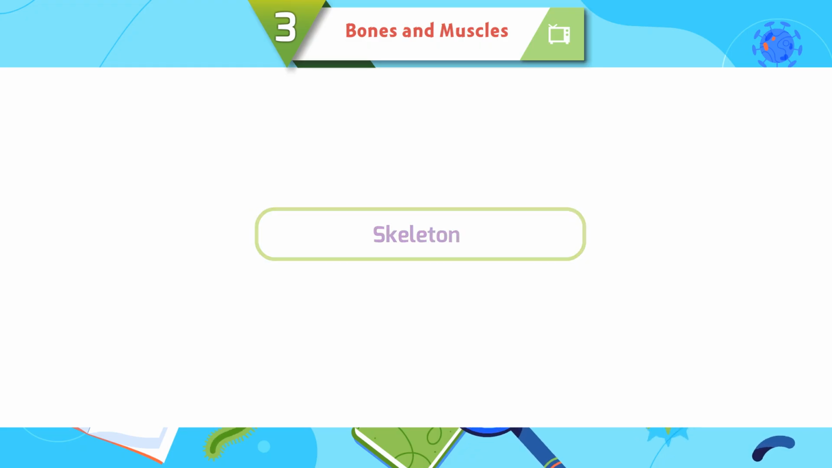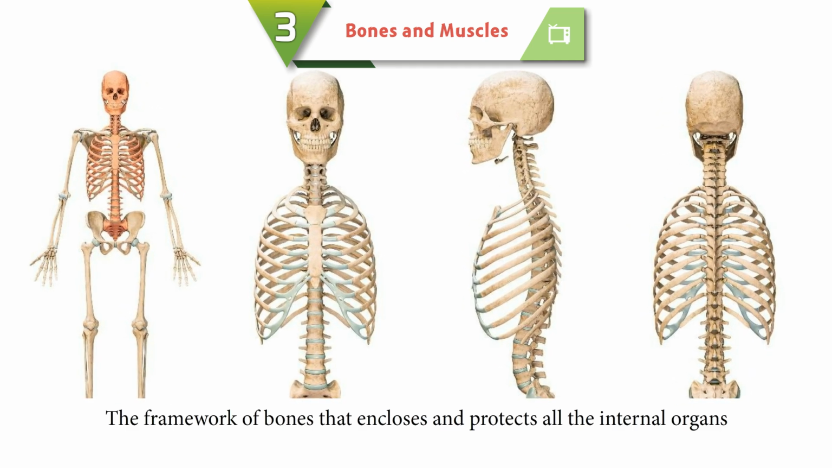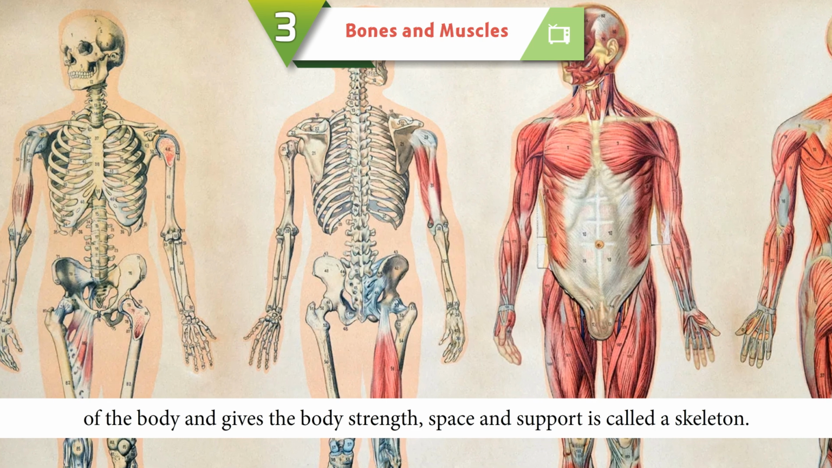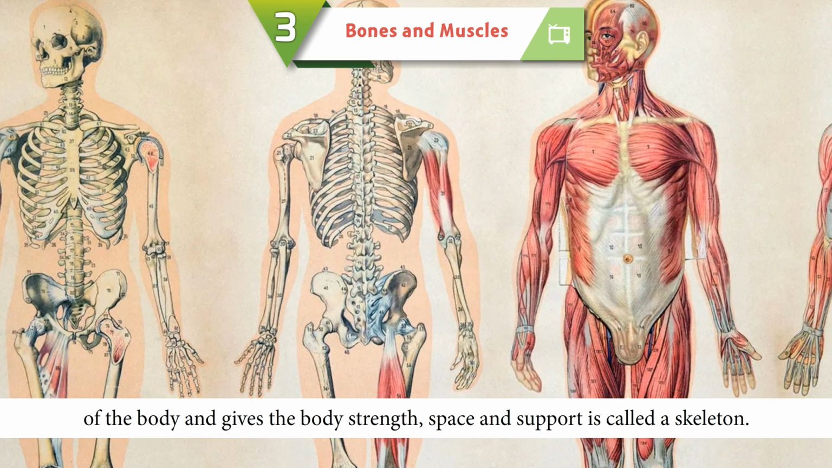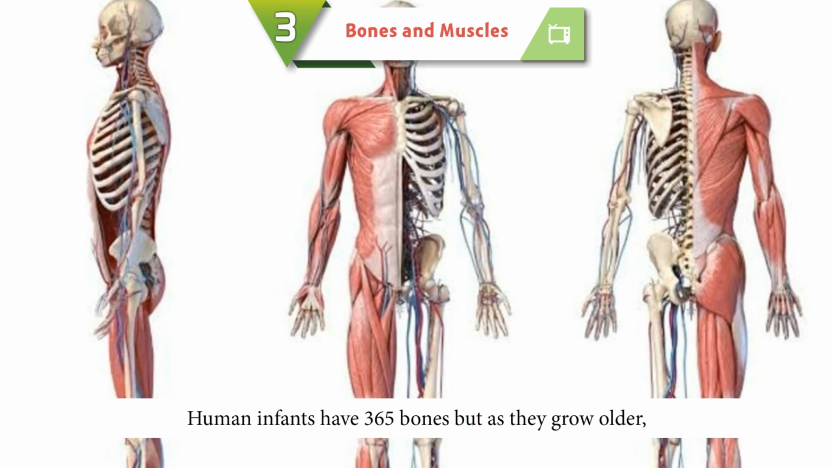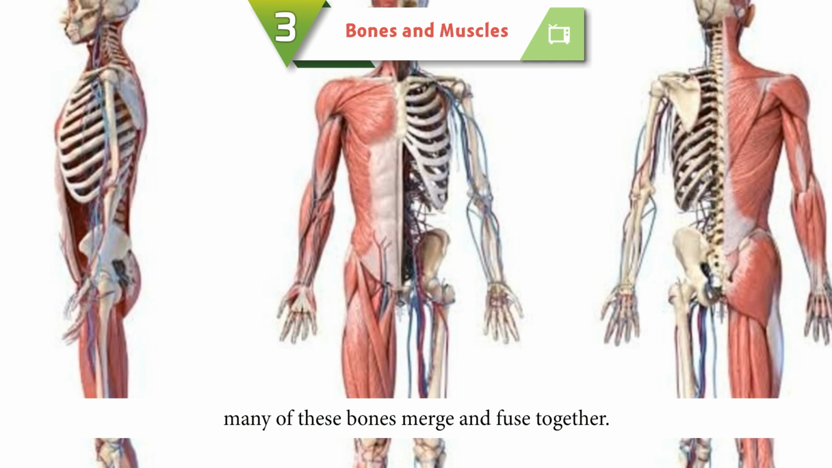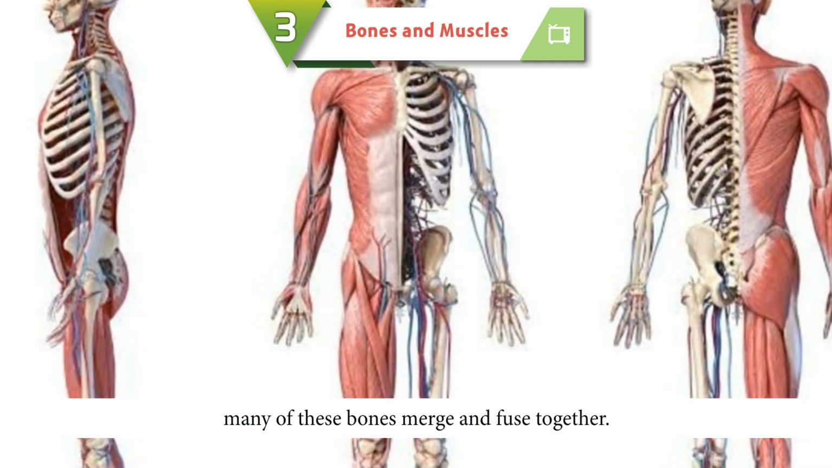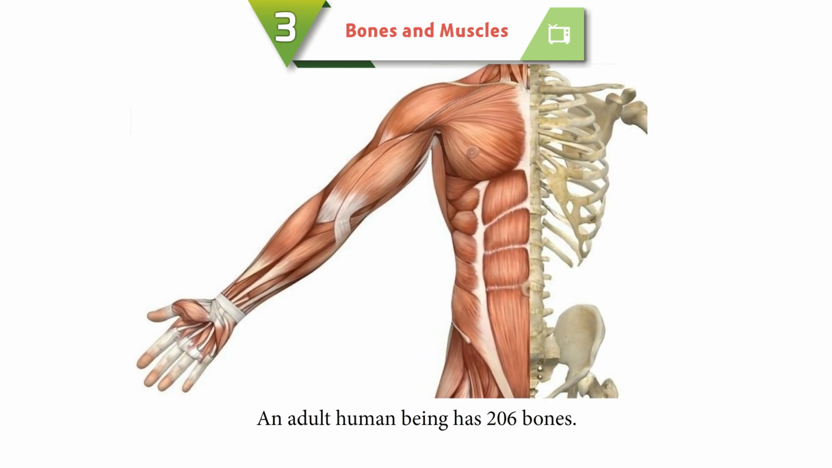Skeleton. The framework of bones that encloses and protects all the internal organs of the body and gives the body strength, shape and support is called a skeleton. Human infants have 365 bones. But as they grow older, many of these bones merge and fuse together. An adult human being has 206 bones.